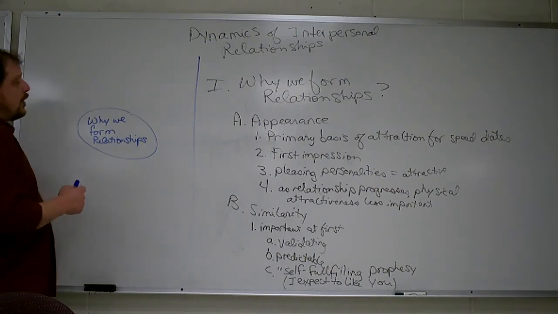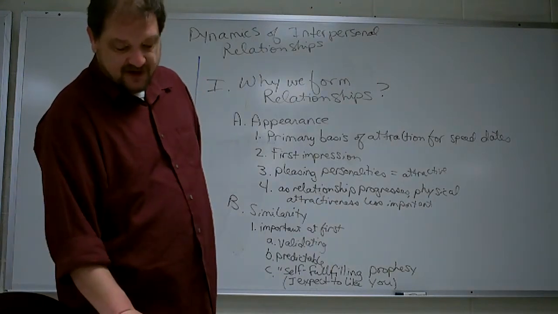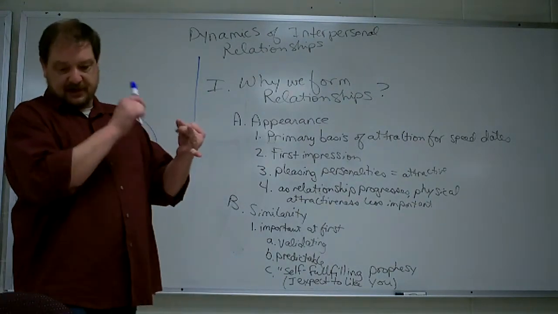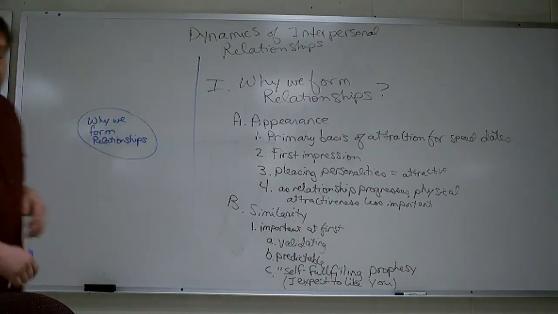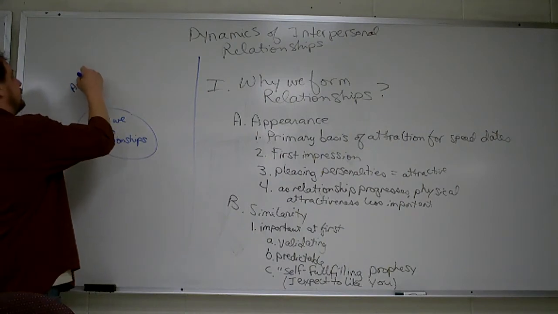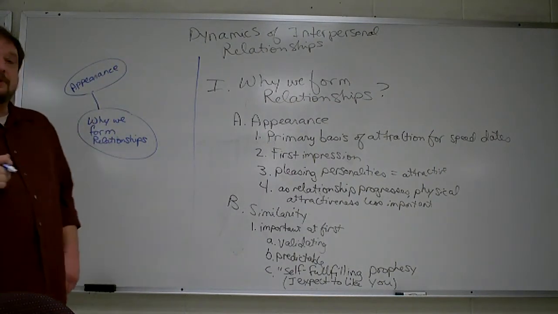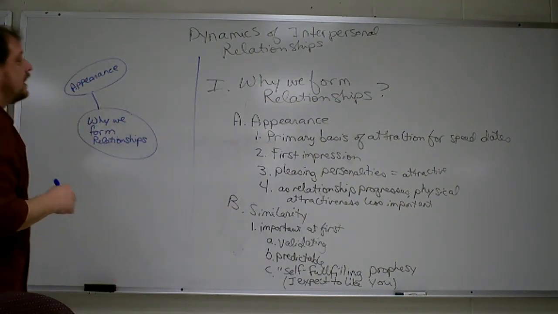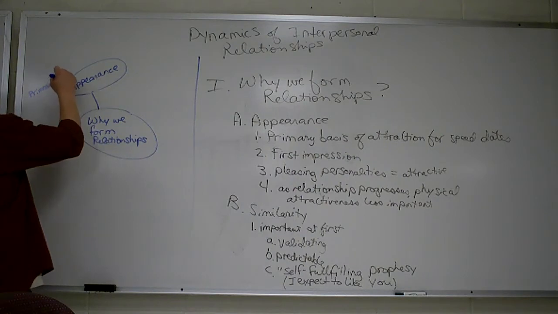All right, so let's see. That's our main idea. Well, there's various reasons, and as we look at just the table of contents, we can see that there's 7 of them listed, right? Appearance, similarity, complementarity, rewards, competency, proximity, and disclosure. So our first one is appearance. And what was important about appearance? Well, the same stuff we wrote over here. Appearance is the primary basis for speed daters.